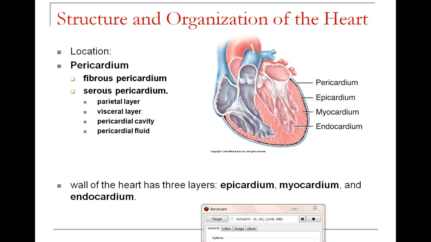Okay, now the layers of the heart. So the first thing, if you start from the outside and you go in, you're going to start with the pericardial sac. Now the pericardial sac has several layers. The outermost layer is the fibrous pericardium.